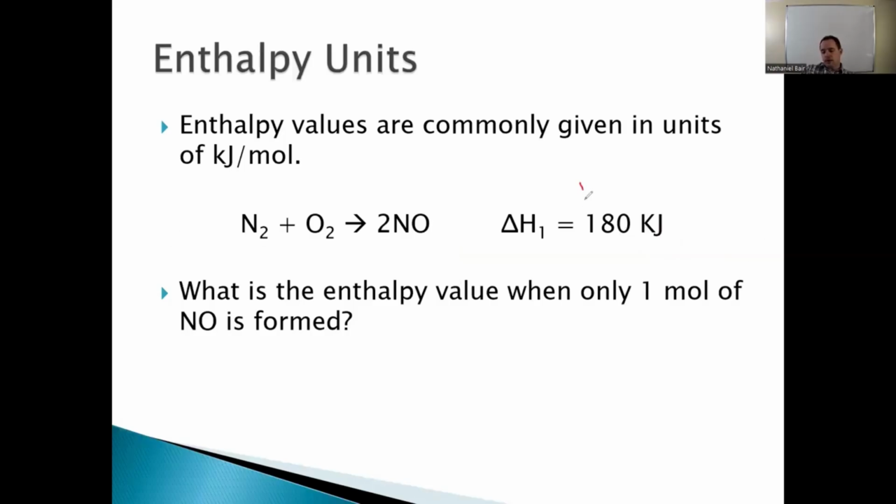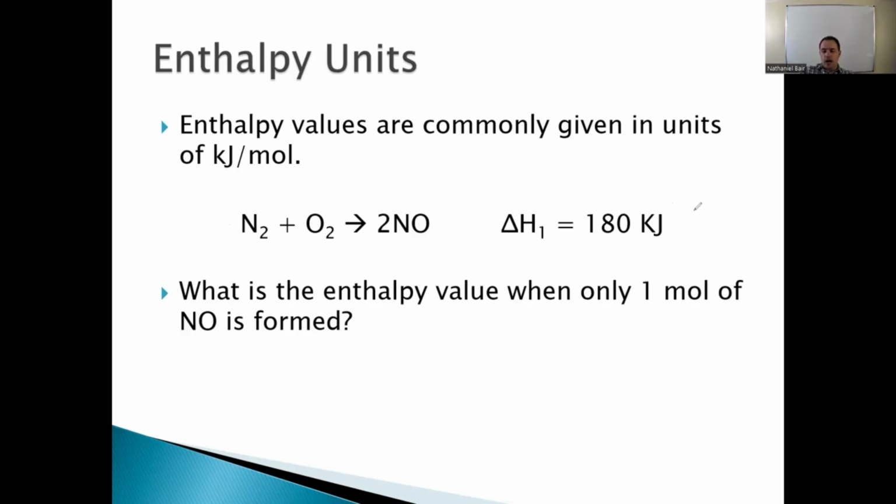So here's what this means. Since this has a positive 180 kilojoules, that means this reaction requires heat. If it was a negative 180, then it would be releasing 180 kilojoules of energy. But since it's a positive 180, we're going to be adding heat to this chemical system. If it was a negative 180, heat would be a product, and we would put that on the product side.